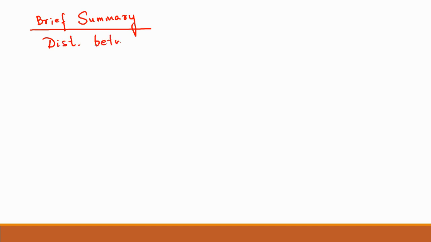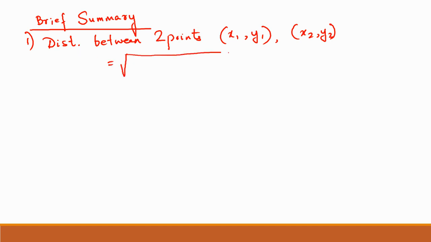First, distance between 2 points x1, y1 and x2, y2. What is the distance between these 2 points? The distance should be root over of (x1 minus x2) square plus (y1 minus y2) square. How it arrives is through Pythagoras theorem, so I'm not going into that today.